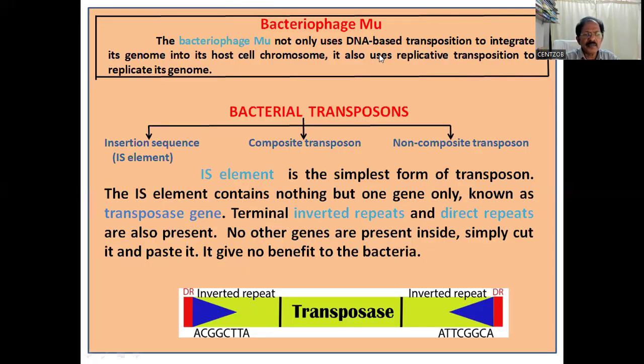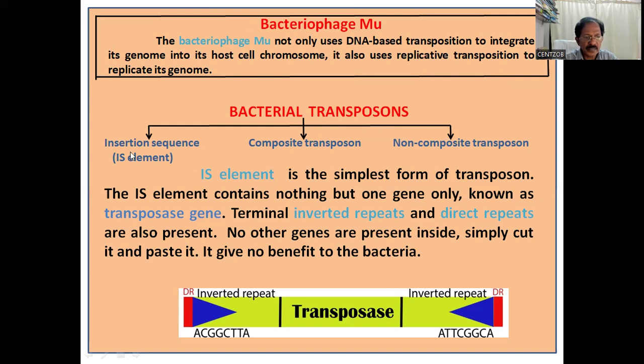The bacteriophage not only uses DNA-based transposition to integrate its genome into the host, it also uses replicative transposition to replicate its genome. It's a very large transposon. You remember that bacterial transposons can be divided into three types: insertion sequence, composite transposon, and non-composite transposon.